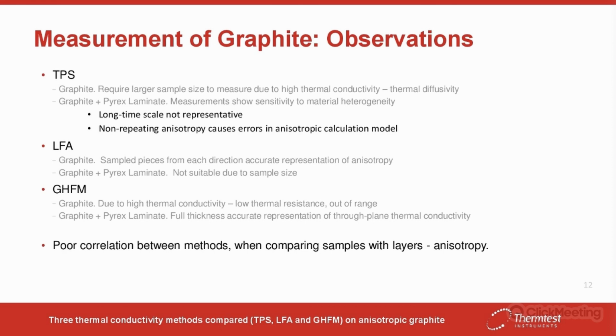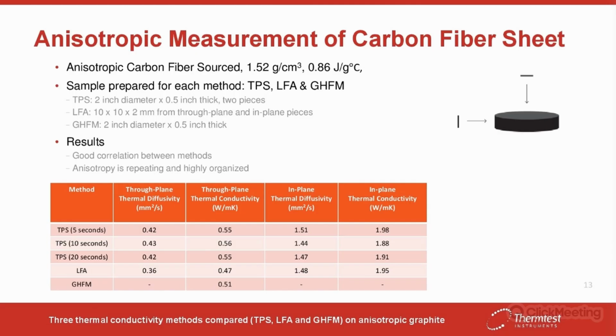So what's the other phenomenon? What does it look like when you do have a material that has good repeating anisotropy through the thickness? So we found an anisotropic carbon fiber and prepared the samples much in the same way. 2-inch diameter by 1/2 inch, 2 pieces for the TPS method. Laser flash, we took 10 by 10 squares, 10 millimeter by 10 millimeter squares from each direction. And then we took one of those 2-inch by 1/2 inch samples for the GHFM.